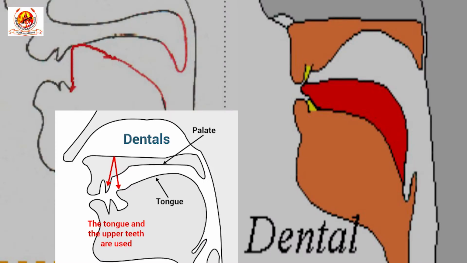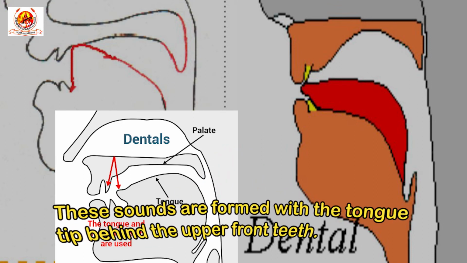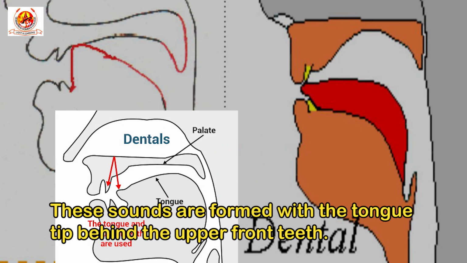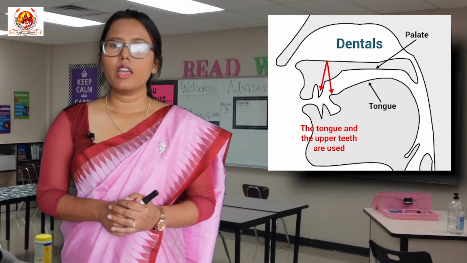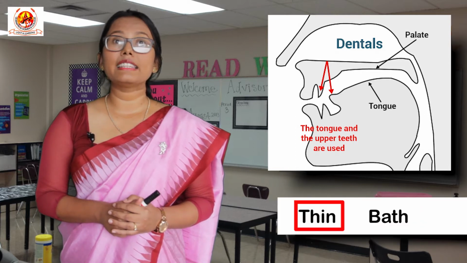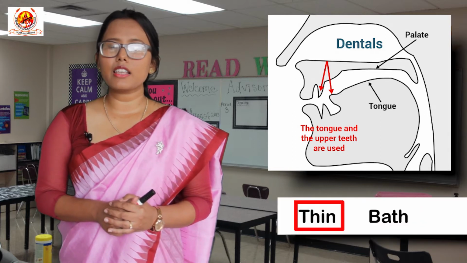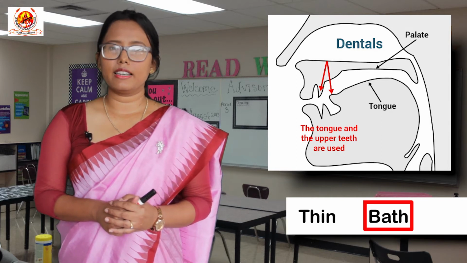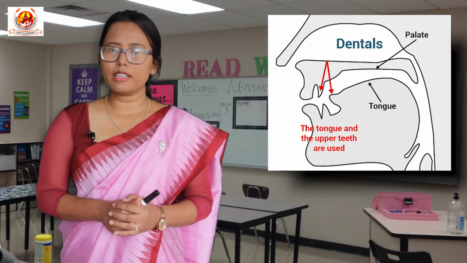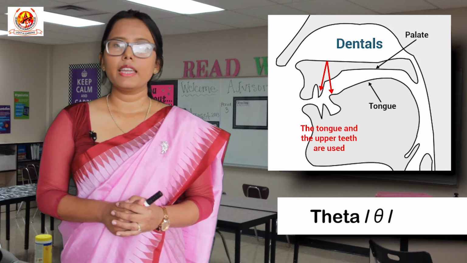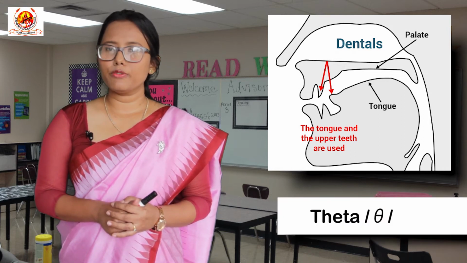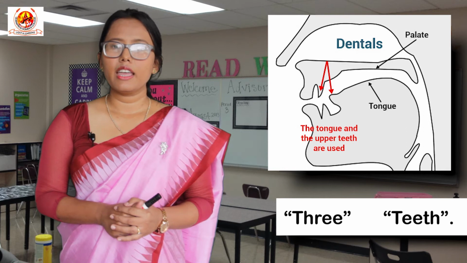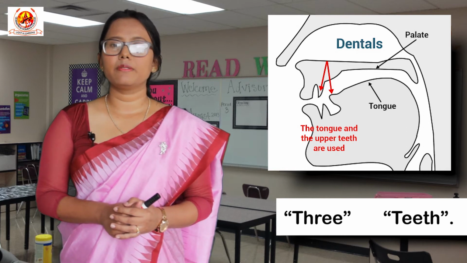The next group is the dentals. These sounds are formed with the tongue tip behind the upper front teeth. The initial sound of words like thin, and the final sound of bath are both voiceless dentals. The symbol used for this sound is the theta. It is a symbol we would use for the first sound in three and the last sound in teeth.